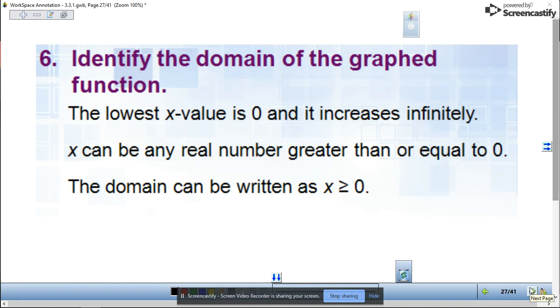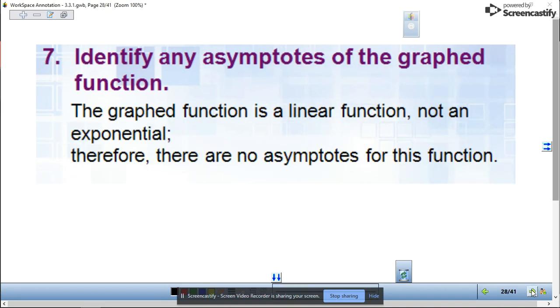Identify the domain. Well, domain is the x values. Can't travel for negative miles, so it's got to be greater than or equal to 0. Technically, you could get in and then get right back out, although, again, that would be kind of silly.